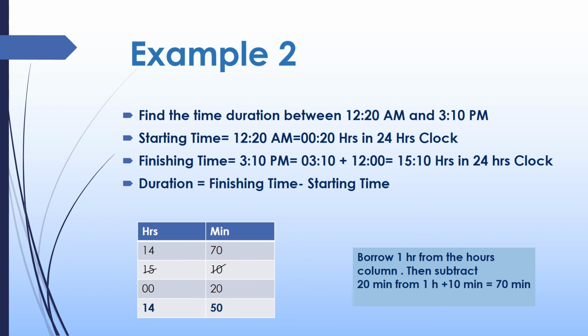So 10 plus 60 becomes 70. And you are borrowing from the hours column, from 15 hours, 1 hour. So 15 minus 1 will become 14 hours. Now you can see the time has changed. 15 has changed to 14, and in minutes column 10 has changed to 70. Now 70 is greater than 20. You can easily subtract: 70 minus 20 is 50, and 14 minus 00 is 14. So the duration you get is 14 hours 50 minutes.